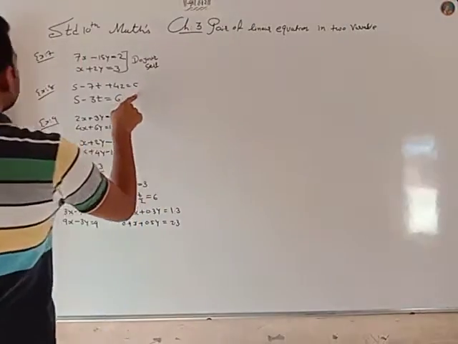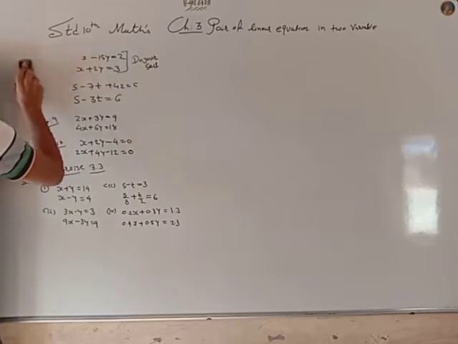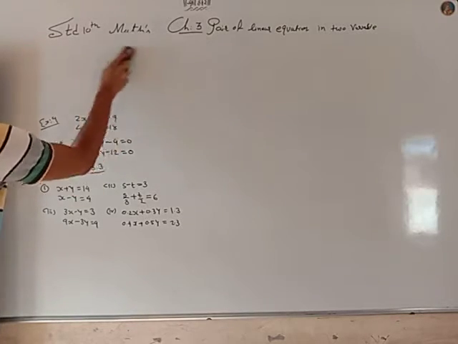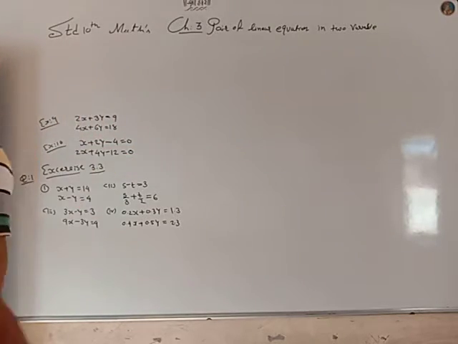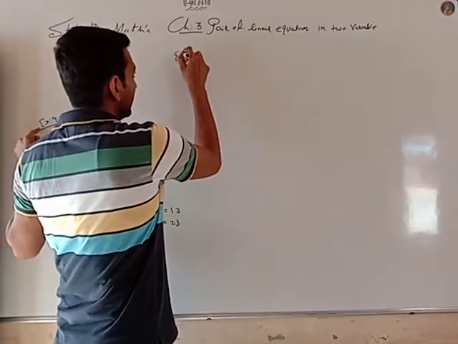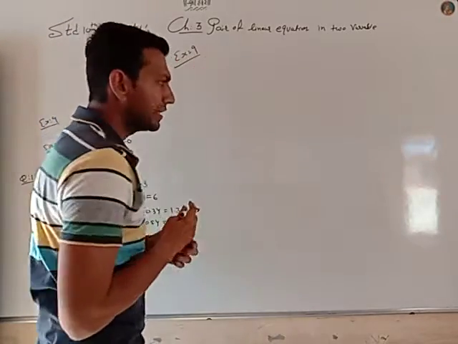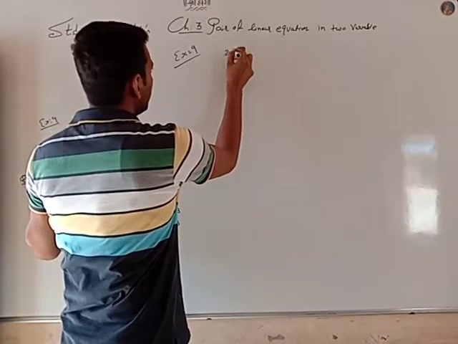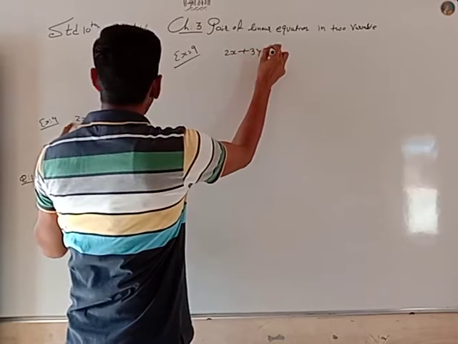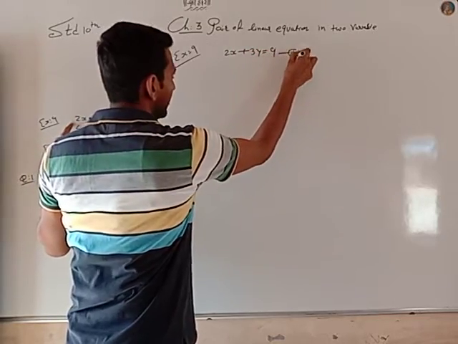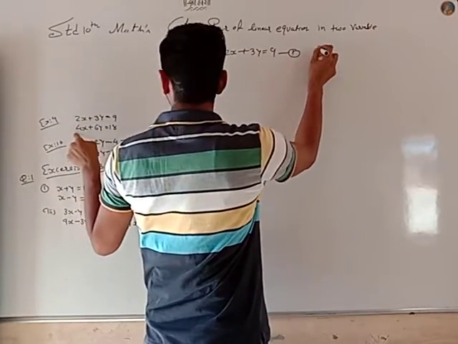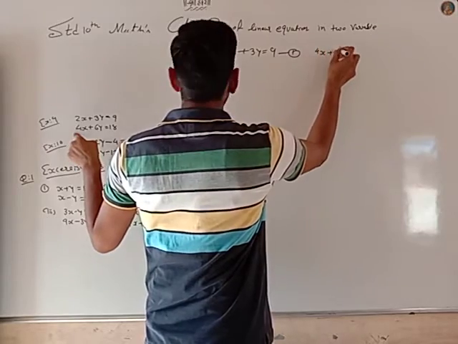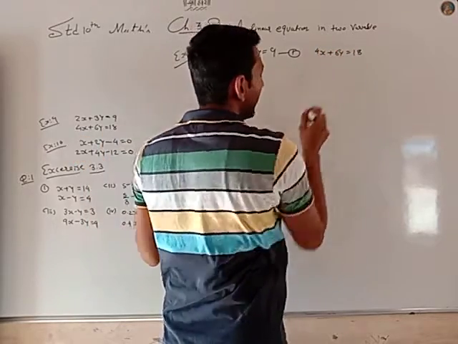So the two sums are over. Example number 7, example number 8. Okay guys, now example number 9. The equation is given: 2x plus 3y is equal to 9, equation number 1. 4x plus 6y is equal to 18.